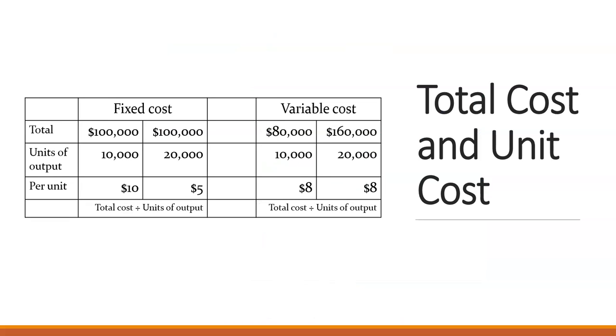We see here our total costs. For fixed costs, we have 10,000 units of output or 20,000 units of output. The fixed cost does not change between those two levels of output, but our variable cost doubles as our output doubles. The more items we produce, the less our fixed cost per unit becomes. However, our variable cost per unit remains the same regardless of how many units we produce within a relevant range.